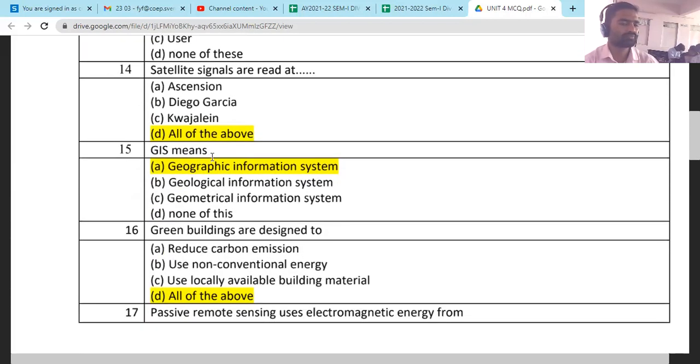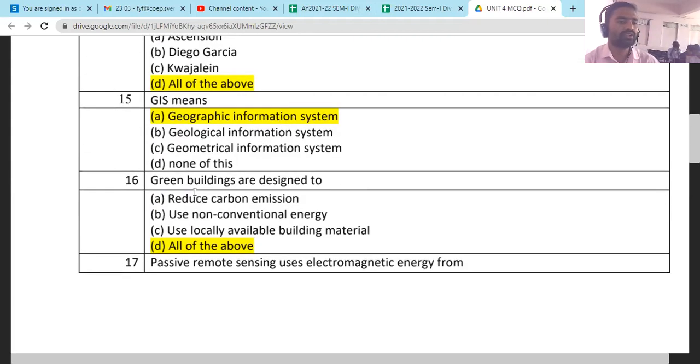What does GIS mean? Geographic Information System. See, what is the difference? Next option, what is it? Geological Information System. Is it correct? No. Next, Geometric Information System. Is it correct? No. First one is geographic, the correct answer. Then, green buildings are designed to reduce the carbon, use of non-conventional energy, use of locally available materials. So the answer is all.